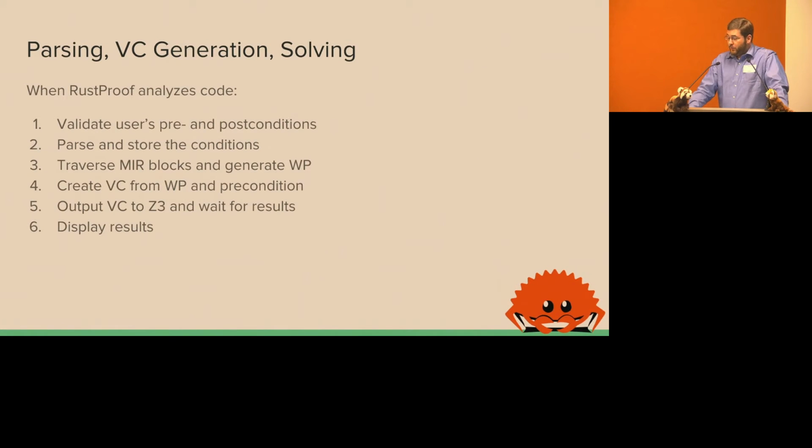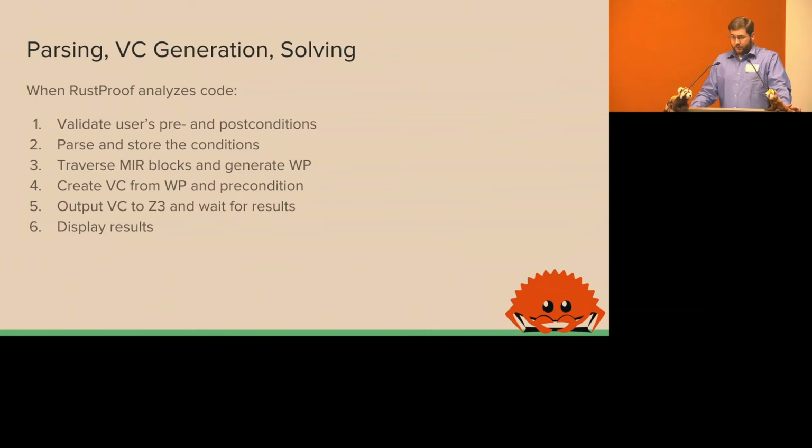And so we use an MIR pass. The compiler will call RustProof when you decide to compile your code and you have our tag in there. The first thing we do is look at the pre and post conditions the user puts in. We'll try to validate those. If they're valid and in the right format, we'll parse them, and then we store them internally using a parser generator called Lollipop. That's kind of well known.